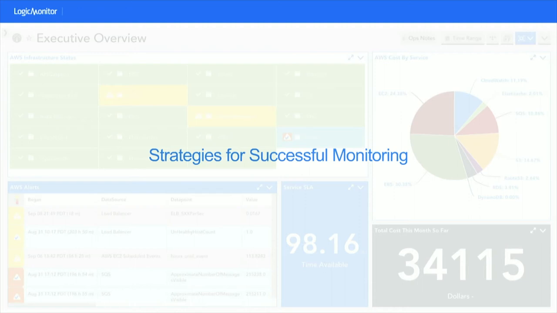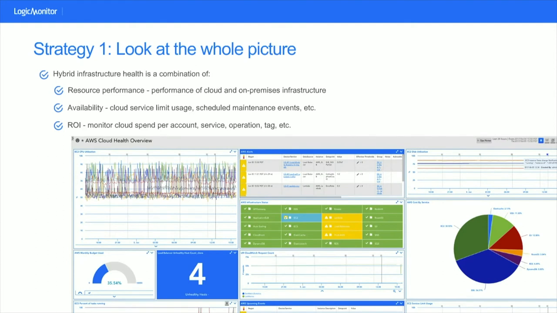I'm going to cover three strategies that we've really found to be critical to successful monitoring, and they're high level, but there are a few specific key points within each that are really important. And so I'll dive into the details for each of those. So strategy one, look at the whole picture. This seems obvious, but there are really two main points here.